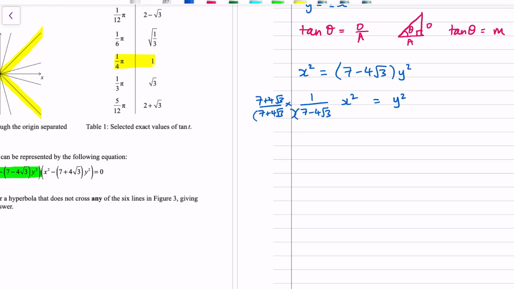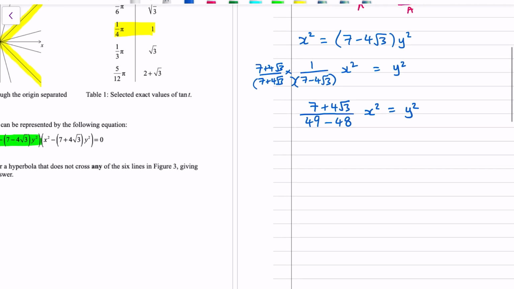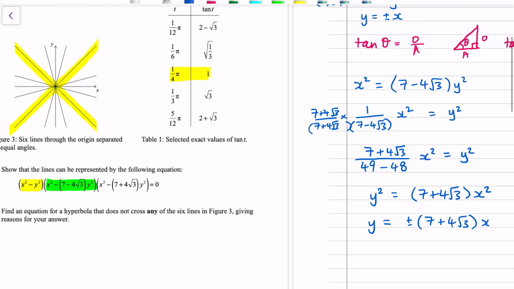And that gives us some double brackets there. 7 plus 4 root 3 times 7 minus 4 root 3 is 7 squared, 49, minus 4 root 3 times 4 root 3, which is 16 times 3, 48. So the denominator there actually equals 1. That's why those numbers have been chosen, even if they seem a bit random to begin with. So you end up getting y squared equals 7 plus 4 root 3 x squared, or y equals plus or minus 7 plus 4 root 3 times x. Again, not so obvious as to where those numbers have come from.